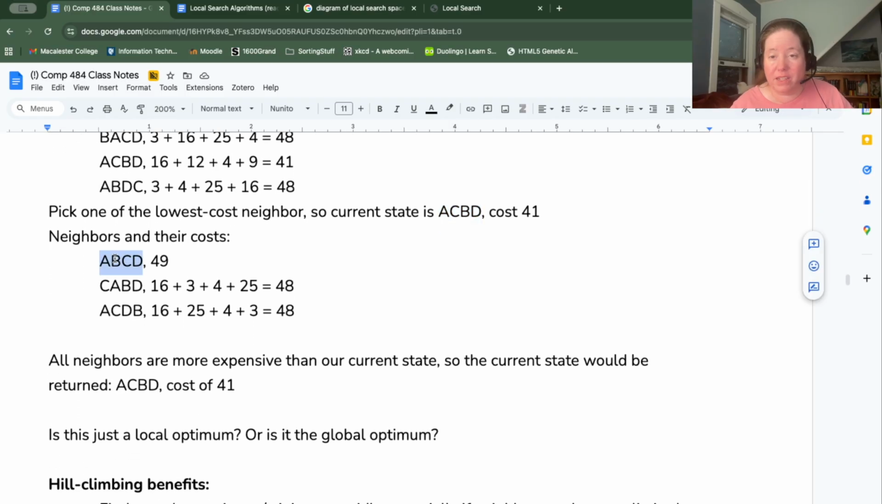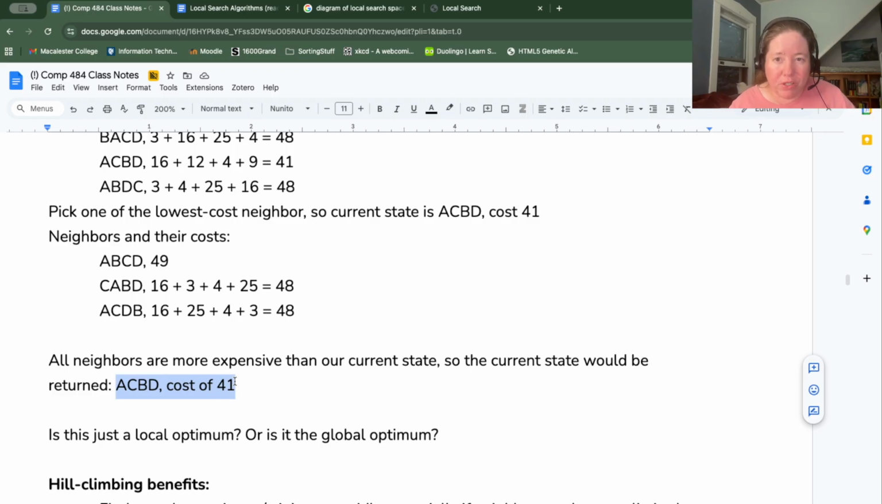So ABCD is one of its neighbors, and the others are CABD, where we swap the first 2, and ACDB, where we swap the last 2. All of these have higher costs than our lowest cost neighbor, so we have hit a local minima in this case because we're doing gradient descent, and there's nothing more that we can do. So this is the best solution that we found.